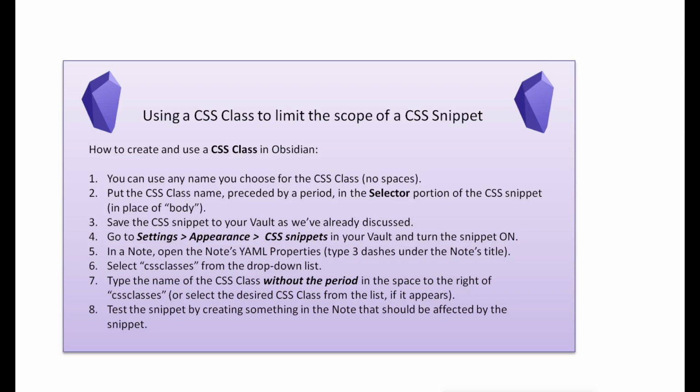Then in a note, you open the note's YAML properties, which you can accomplish by typing 3 dashes directly under the note's title. When the YAML properties open, select CSS classes from the drop-down list. Type the name of the CSS class that you used in your CSS snippet, but without the period, in the space to the right of CSS classes. Or if it pops up in the list, then just select it from the list. Then test the snippet by creating something in a note that should be affected by it. All right, that sounds like a lot of double talk. Let's look at an actual example.